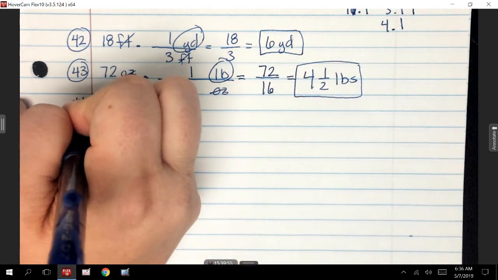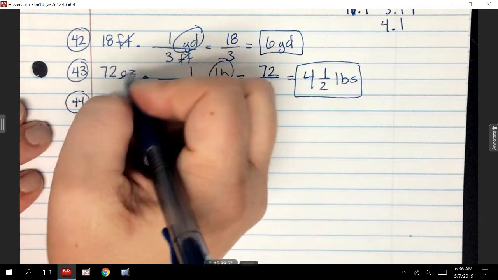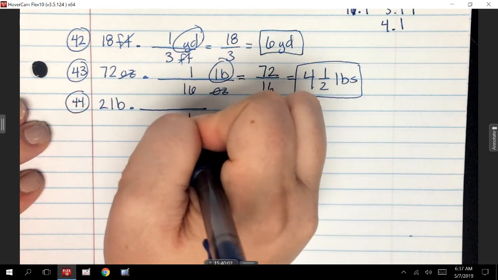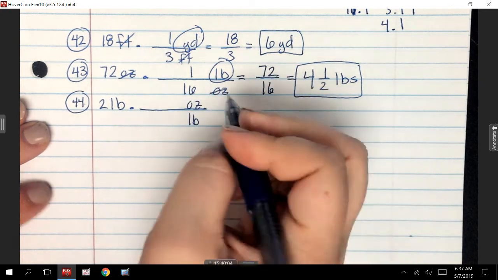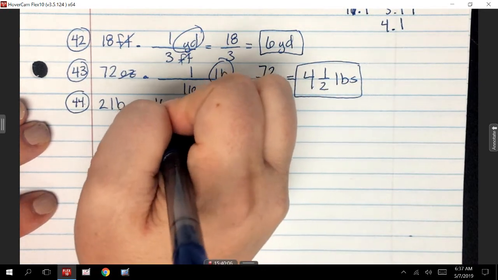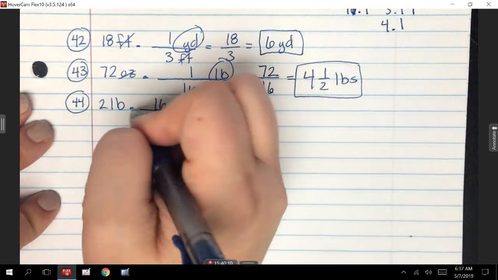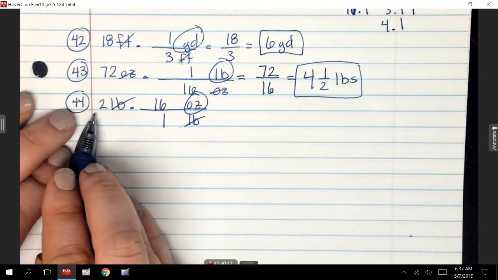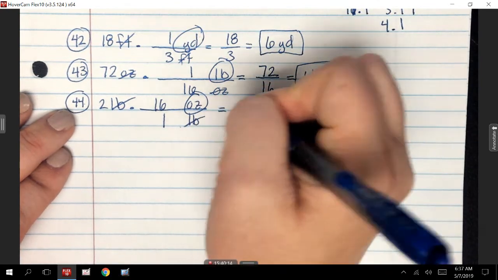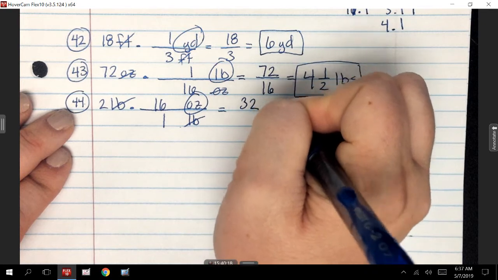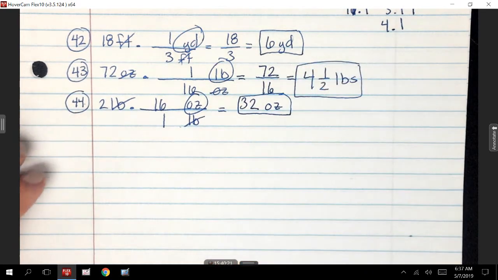Number 44, I'm changing 2 pounds. Changing my pounds to ounces. I know 1 pound equals 16 ounces. You'll see the 1 always has to be by the pound, 16 is by the ounces because that's their relationship. So on the top, when I multiply 2 times 16, that gives me 32, and we're talking about ounces. Since it's just 1 on the bottom, I can leave it.